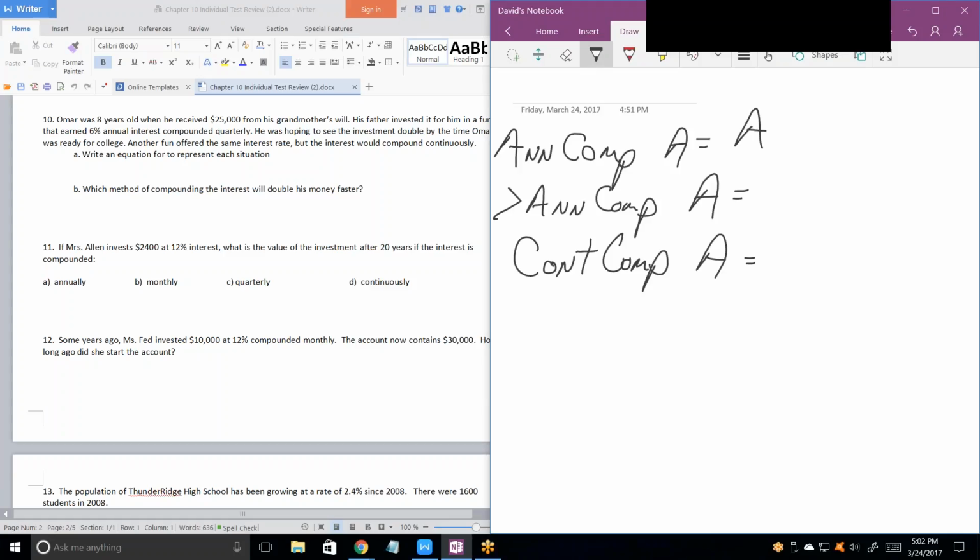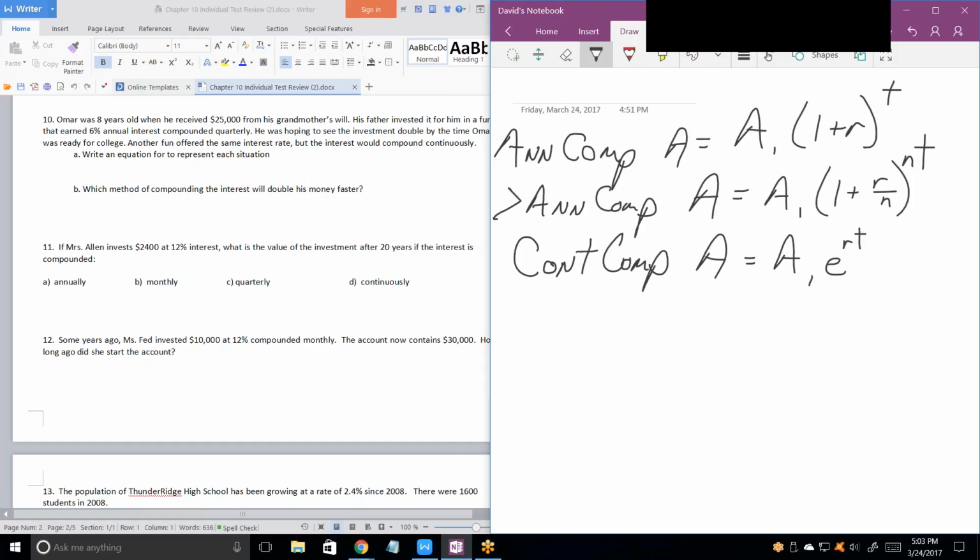Okay, the first one is this one. Second one is this one. This is when it's more frequently than annual. And the third one is this one, for continuous. All right? If you want to memorize any three things, memorize these three. And know what each variable is.